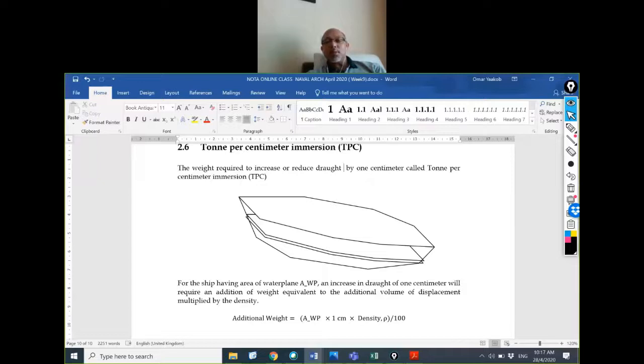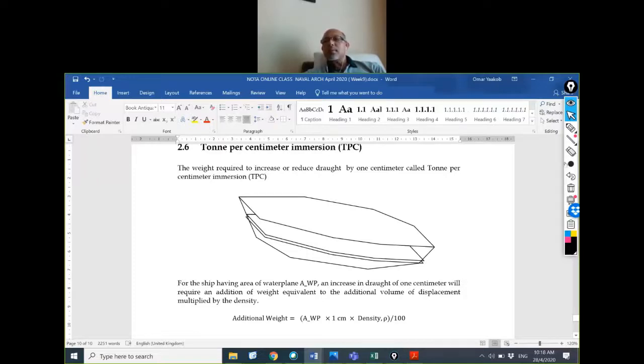So sometimes you read in the data of the ship that the TPC is 20, 10, maybe 150. Those are the values of TPC. If we know the TPC of the ship, then we know how much the draft is going to change when we remove or add weight. TPC assumes that the water plane changes only a little bit. So this is the ship, there's a first water plane and a second water plane, and the difference is 1 centimeter. If you add weight to it, initially it is floating at the lower water line here.